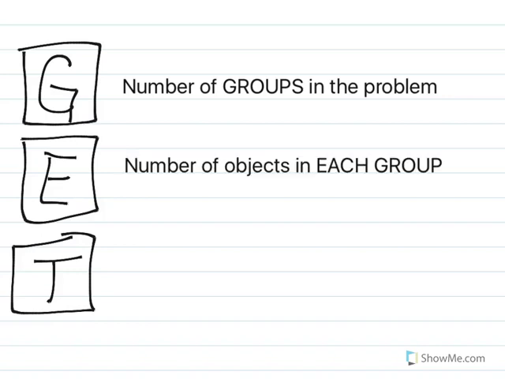Now the E represents the number of objects in each group. We also know that these groups have to be equal, and so that's what the E stands for, how many of the objects are in each of the groups. And finally, the T represents the total number of objects. Once we put the groups and how many there are in each group together, we get the total number of objects.